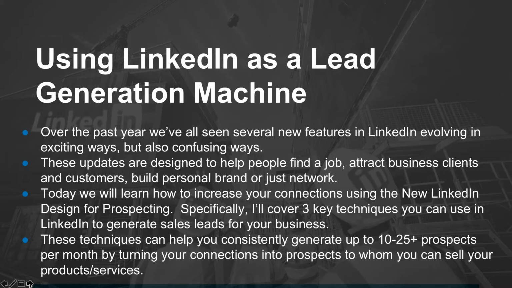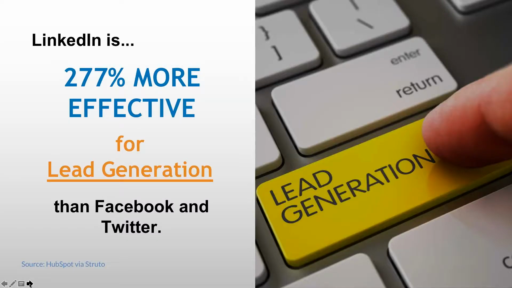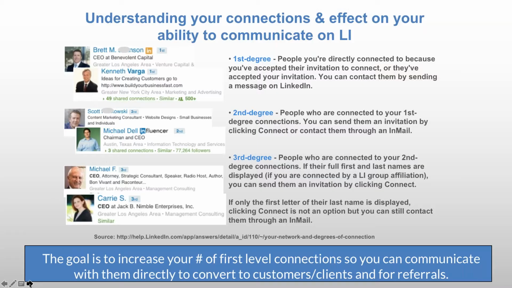Plus, I'm going to go over three other concepts and how to get individuals that you can talk to. These techniques can help you consistently generate 10 to 25 new prospects per month by turning your connections into prospects to whom you can sell your products or services. Now, I don't know if any of you know, but LinkedIn is 277% more effective for lead generation than Facebook or Twitter. Now, you have three degrees on LinkedIn. The first degree are the ones whose personal data you have, who are personally connected to you. And then the second and third degree, which you could pause this slide and read about when you get the link. But our prime concept is to get the second and third degree individuals to be our first degree individuals so that we can get their personal data and communicate with them to make sales.